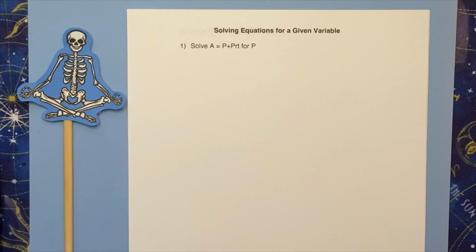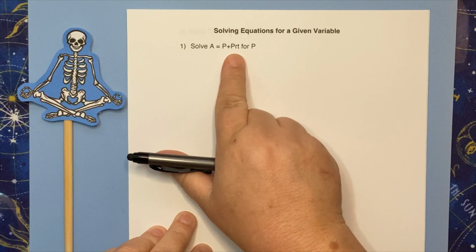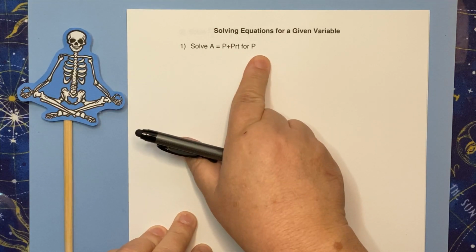Woohoo! Welcome back. Today we're going to be talking about solving equations. But instead of getting an answer like x equals 5, we're going to be manipulating formulas so that we can rewrite them in terms of other variables. In this first case, we've got an equation that says capital A equals capital P plus capital P R T, and we solve for P.